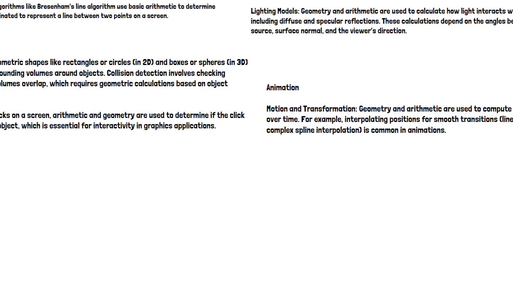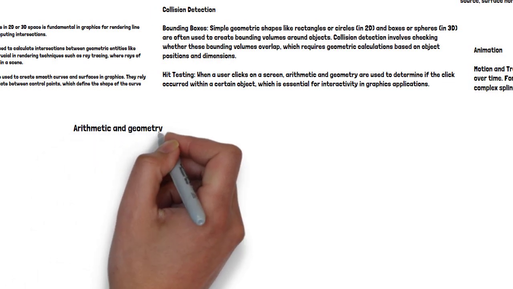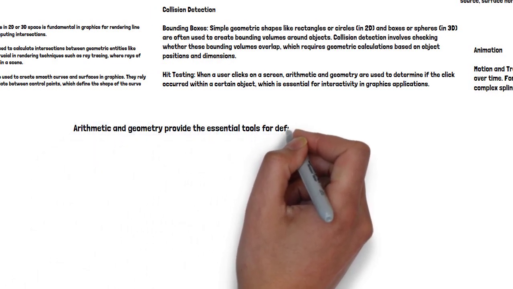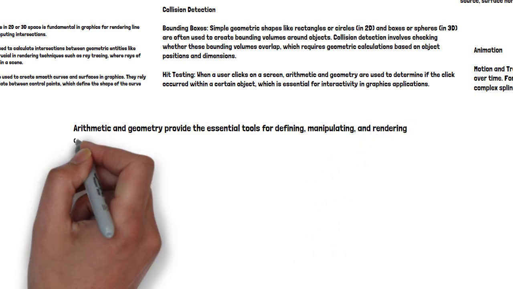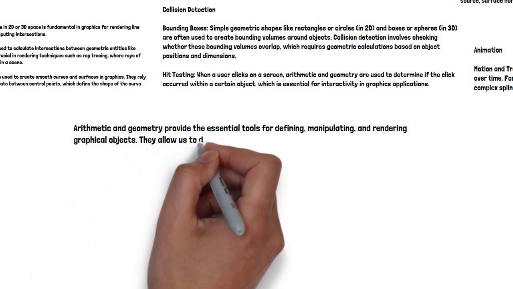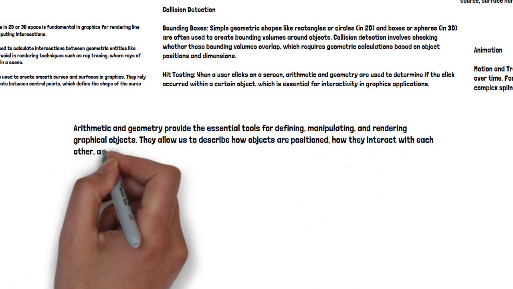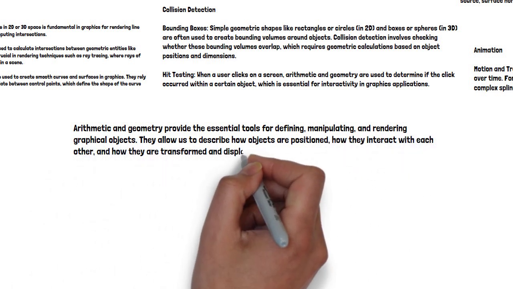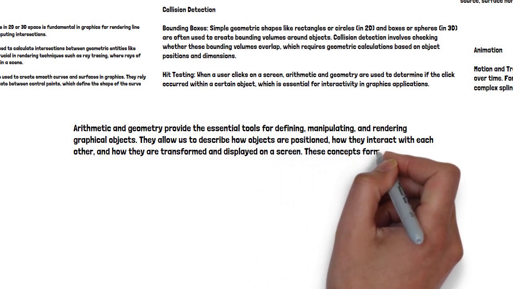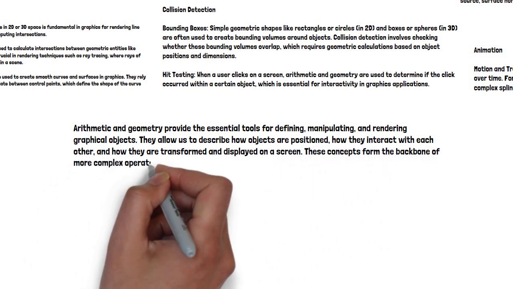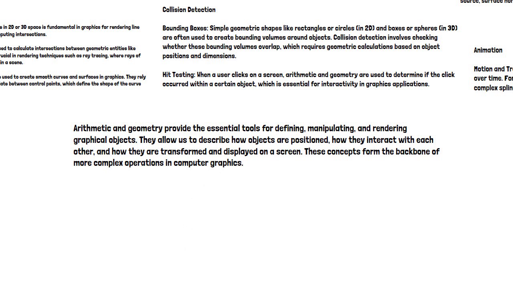In summary, arithmetic and geometry provide the essential tools for defining, manipulating, and rendering graphical objects. They allow us to describe how objects are positioned, how they interact with each other, and how they are transformed and displayed on a screen. These concepts form the backbone of more complex operations in computer graphics.